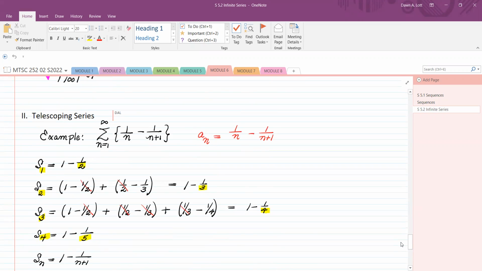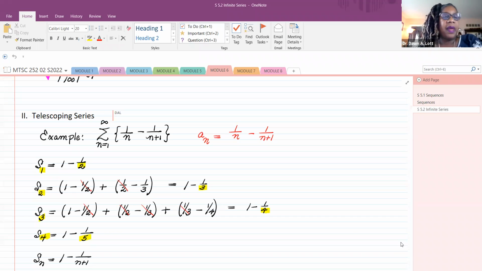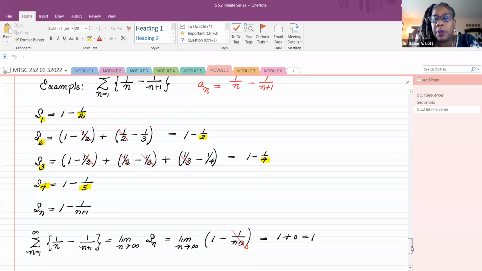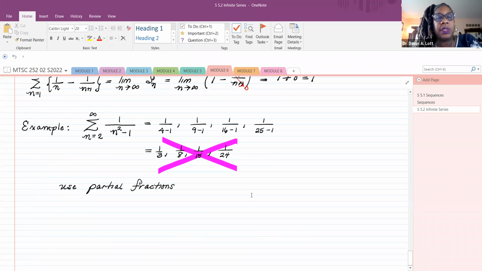And in the telescoping series, we were able to show that the internal terms would add to 0. So let's do this with this other one that we started. And we said, well, if we write out these terms, we obviously are not going to get anywhere with these. So we're going to use partial fractions.